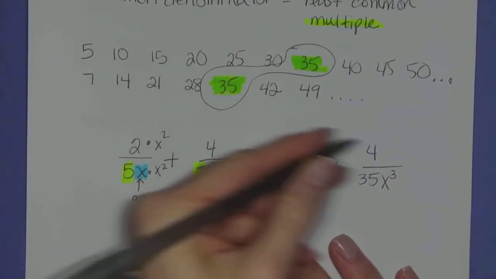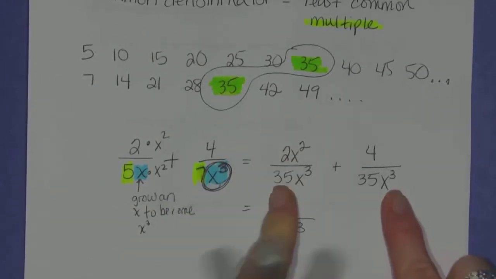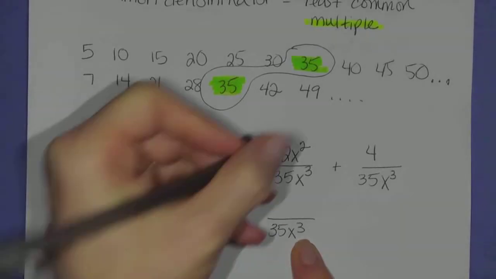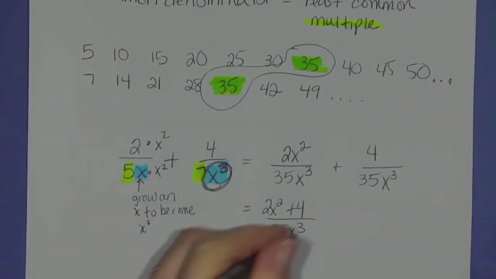And so the answer to this problem then would be, everything would be over the new common denominator, 35x cubed, and we will add the numerators, 2x squared plus 4. Final answer.